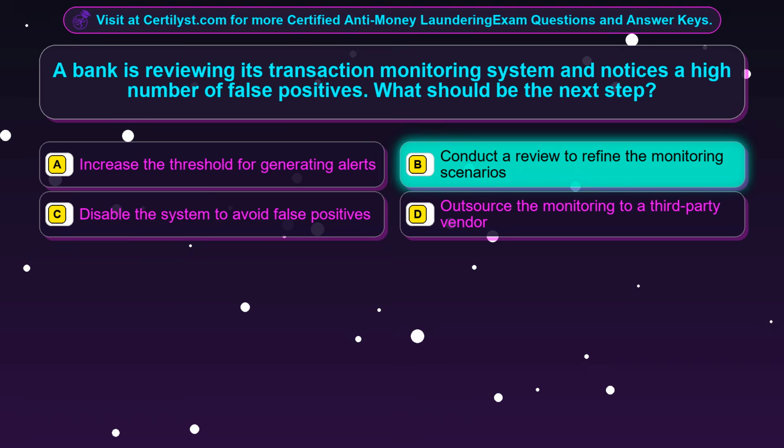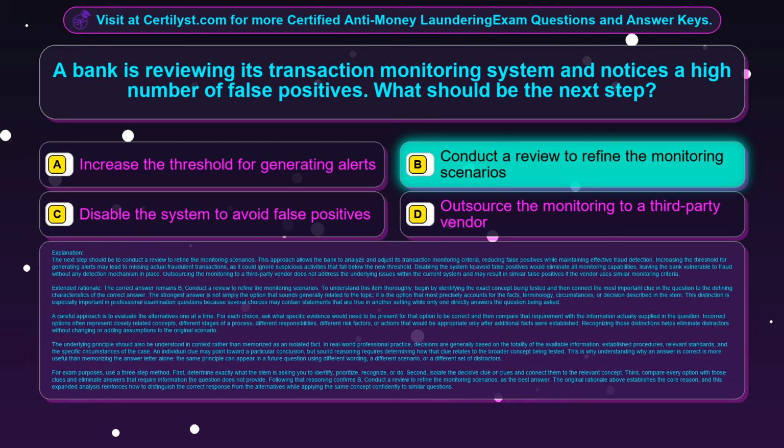The correct answer is option B. Conduct a review to refine the monitoring scenarios. The next step should be to conduct a review to refine the monitoring scenarios. This approach allows the bank to analyze and adjust its transaction monitoring criteria, reducing false positives while maintaining effective fraud detection. Increasing the threshold for generating alerts may lead to missing actual fraudulent transactions, as it could ignore suspicious activities that fall below the new threshold.